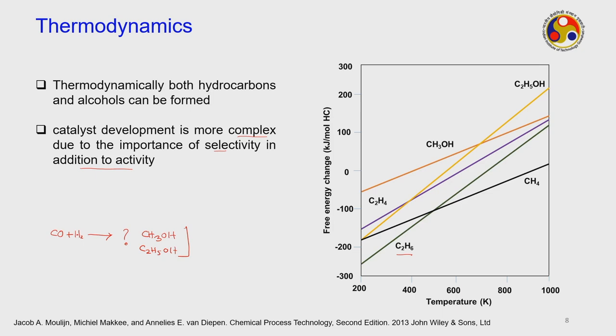So, thermodynamics inhibits the formation of alkanes. It allows the formation of alcohols. It is more preferable towards alcohol. So, it means the catalyst plays a major role. Before we see the catalyst, let us see how these products, the different chains of hydrocarbons, are distributed.